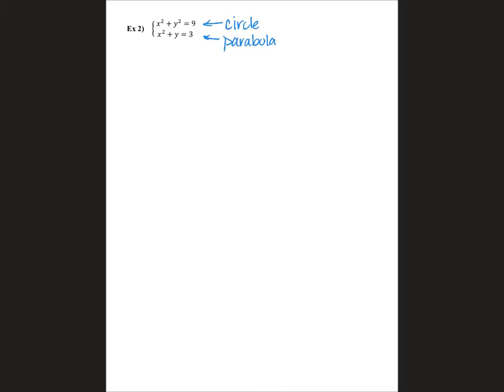Now again, we can choose elimination, substitution, or graphing. Well, elimination's a little bit different here because I don't have these same variables with the same exponent. This exponent being 1 does not directly line up. So let's say we do substitution, just like the previous problem. So let's think about that. I'm going to write them next to each other. X squared plus y squared equals 9. And this guy, x squared plus y equals 3.